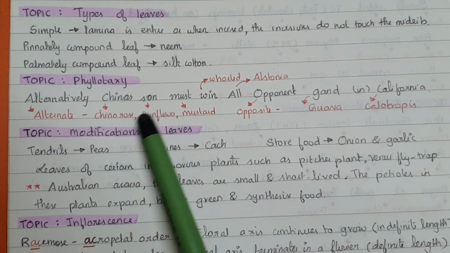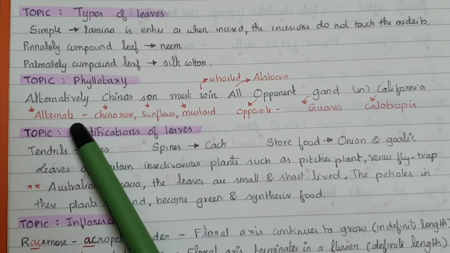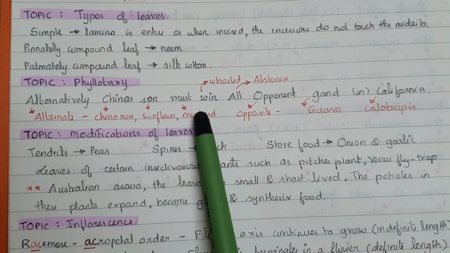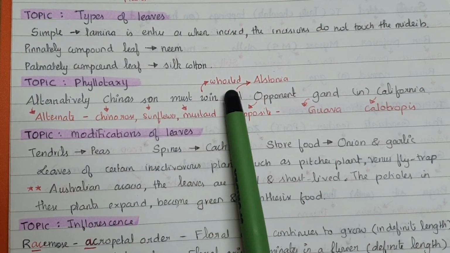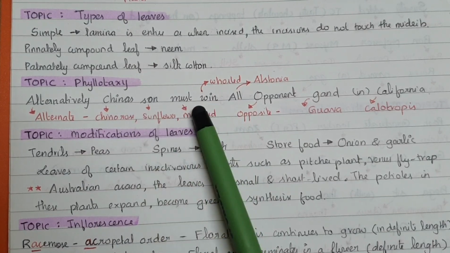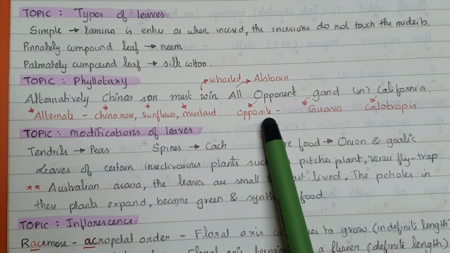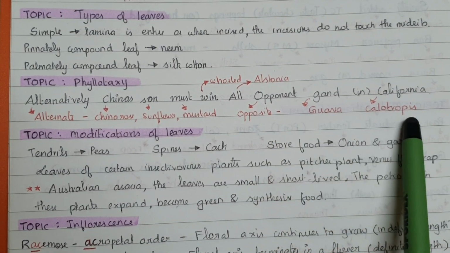China's for China rose, sunflower, mustard. So alternate phyllotaxy is present in China rose, sunflower, mustard. And then we have whorled. Whorled type of phyllotaxy is found in Alstonia. Then we have opposite type of phyllotaxy, which is present in guava and Calotropis.